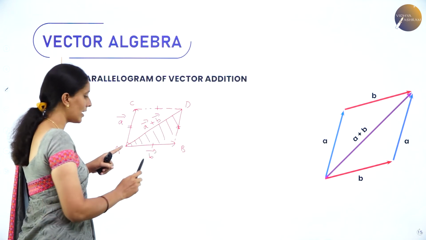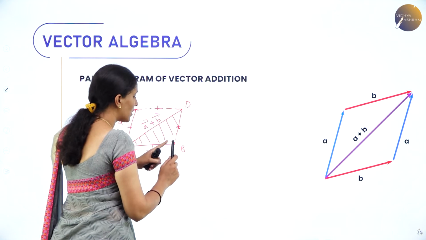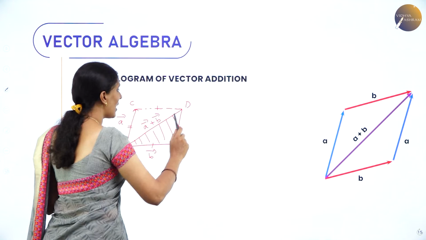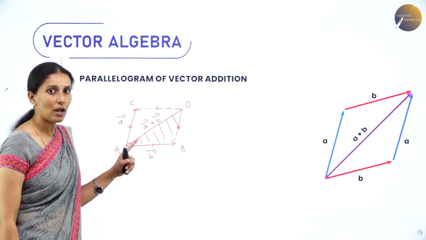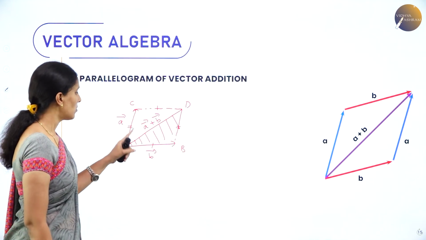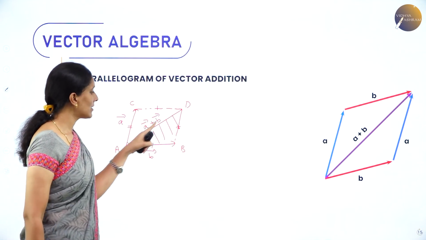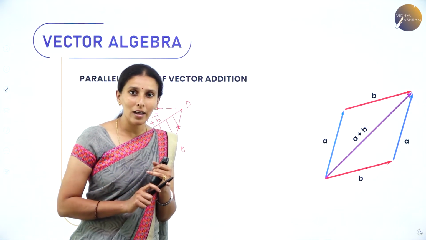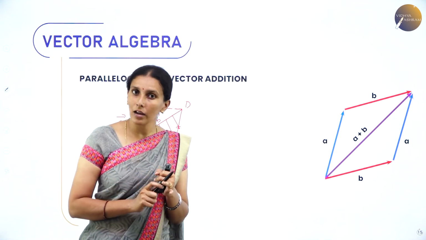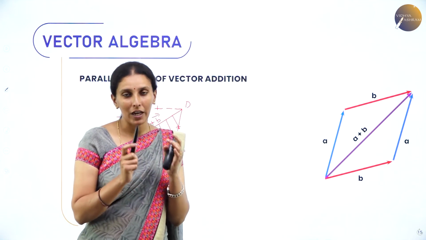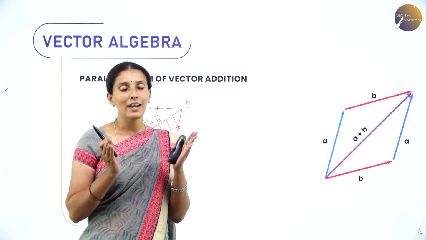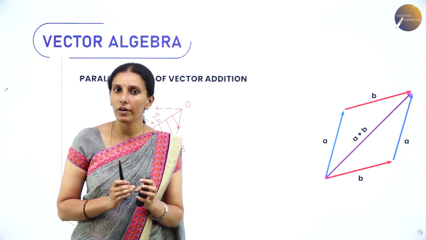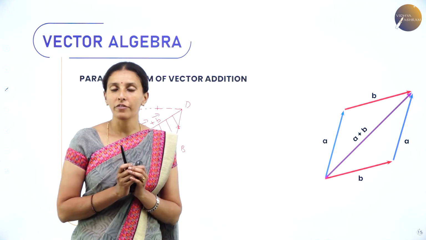This is the same as the triangular law of addition. What does the triangle law say? When you have vector A with its terminal point coinciding with the initial point of the other vector, the third side of the triangle represents the sum of the other two vectors. Here also the diagonal is nothing but the third side of the triangle. Hence, we can clearly say that the triangular law and the parallelogram law of vector addition are equivalent to each other. Thus, we can add any two vectors using either the triangular law or the parallelogram law of addition.